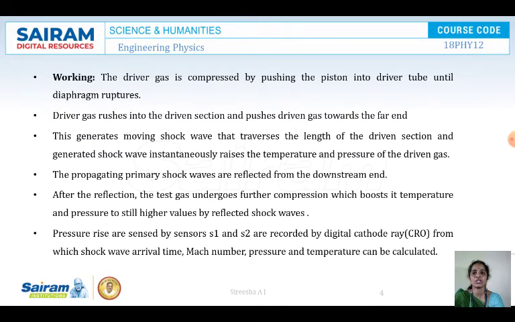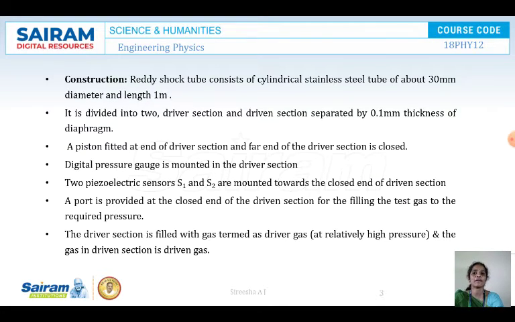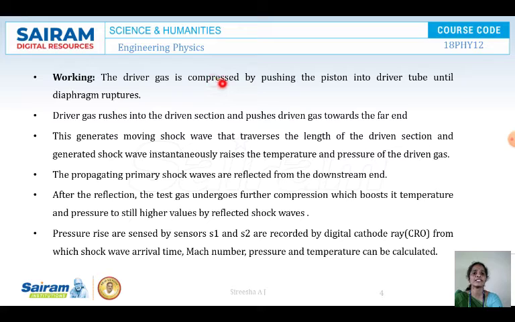That is what has been mentioned here. The driver gas is compressed by pushing the piston into the driver until the diaphragm ruptures. The driver gas rushes into the driven section and pushes the driven gas towards the far end. This generates a moving shock wave that traverses the length of the driven section, and there is a sudden increase in the temperature and the pressure of the gas.